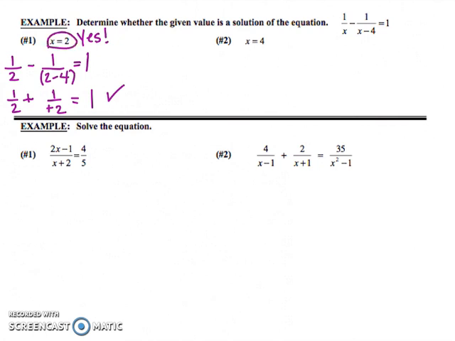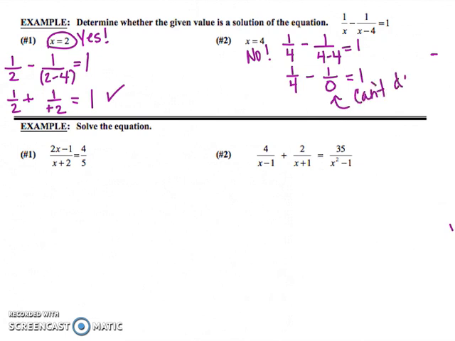What about x equals 4? Do you think that one's going to work too? Let's find out. So we've got 1 over 4 minus 1 over 4 minus 4 equals 1. So this is 1/4 minus 1 over, 4 minus 4 is 0. Equals 1? No. Remember, right here we have a problem. We can't divide by 0. Right? That's a big no-no. So anytime that happens, we can just say, no, this is not a solution. All right, now let's do some solving.